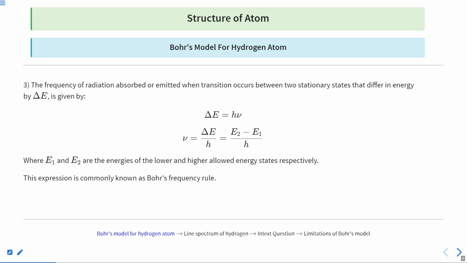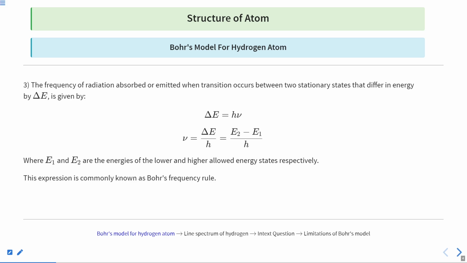Clear? So that is mentioned: if you are moving from energy E1 to E2, then the frequency will be accordingly. Nu will be E2 minus E1, meaning the energy of the final state minus the energy of the initial state, divided by h. And this will give you the frequency of the light that it will absorb. Clear? Now, this expression is commonly known as Bohr's frequency rule, in which we are able to define the frequency of the light that has been absorbed.